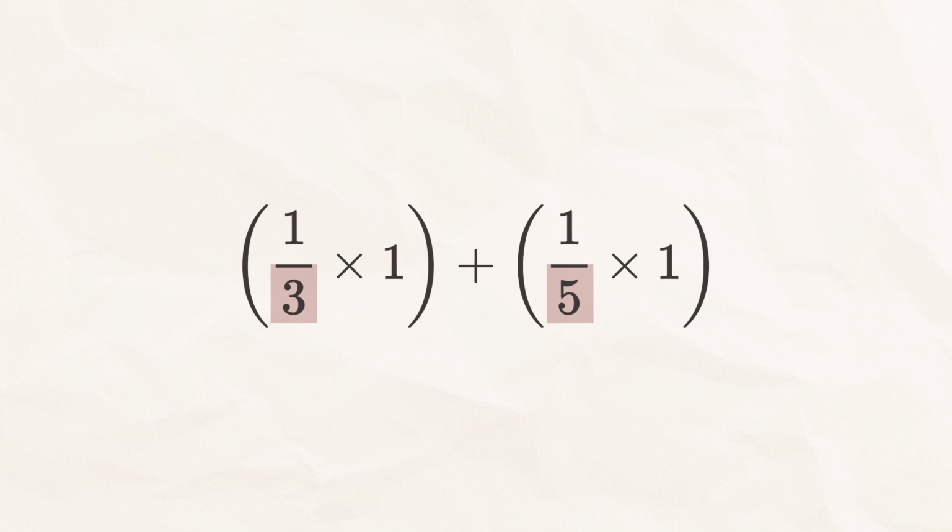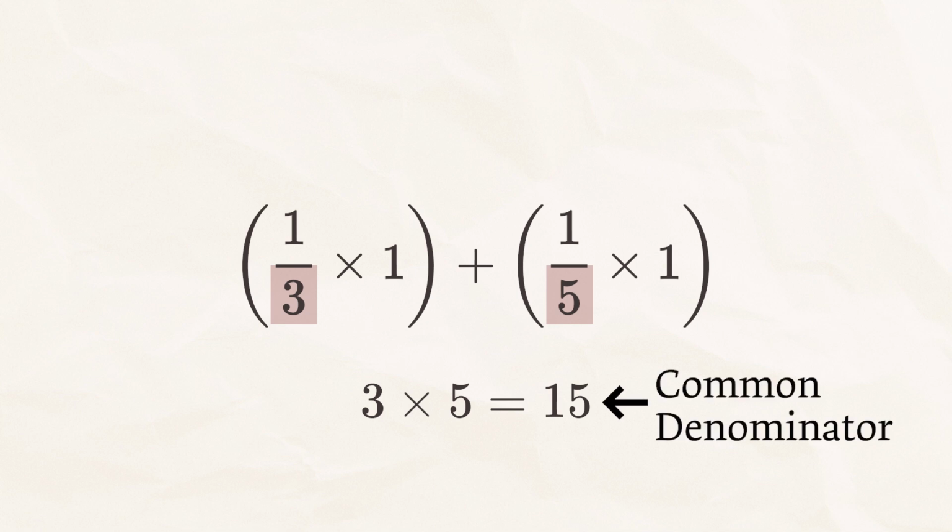To do this, we're going to take those ones that we're multiplying our original fractions by and convert them to fractions that are still equal to 1. That way, when we multiply them by our original fractions, we get new fractions that have the same denominator. And since we are just multiplying our original fractions by 1s in disguise, we won't be changing the values of the original fractions. The easiest way to do this is to multiply the denominators of the original fractions. 3 times 5 is 15, so 15 is going to be our new common denominator.